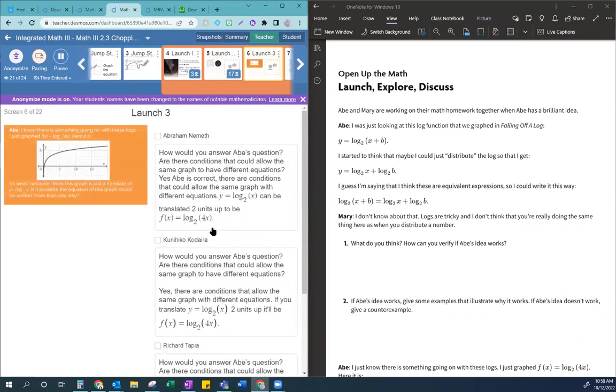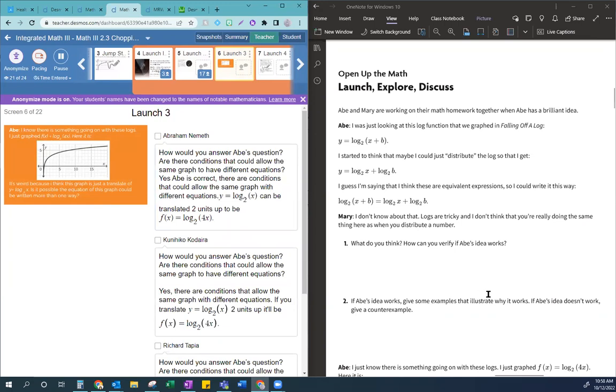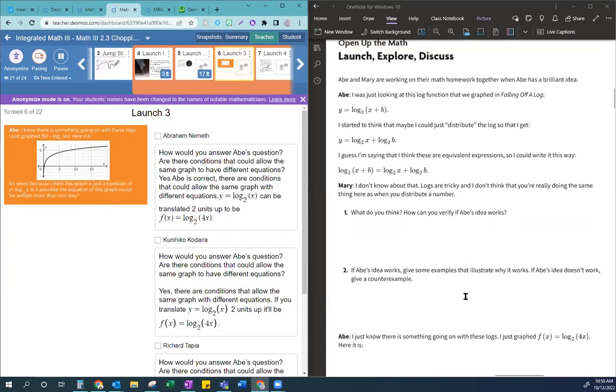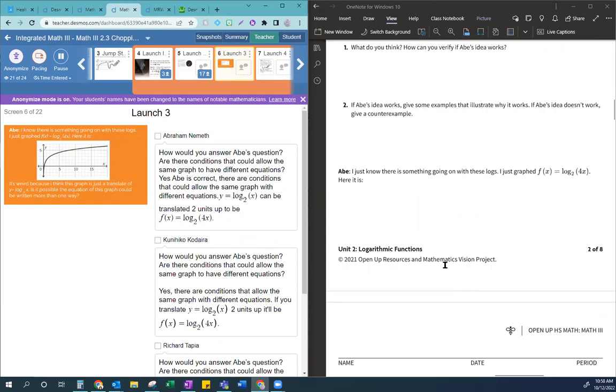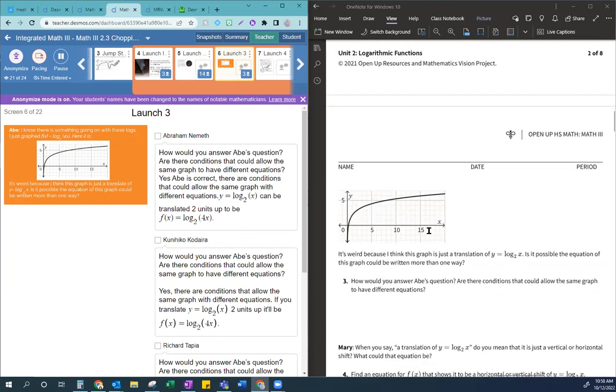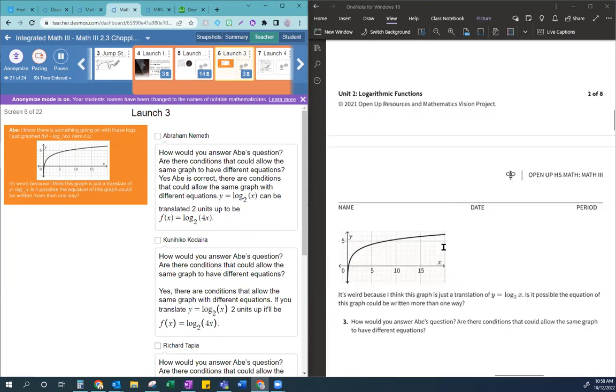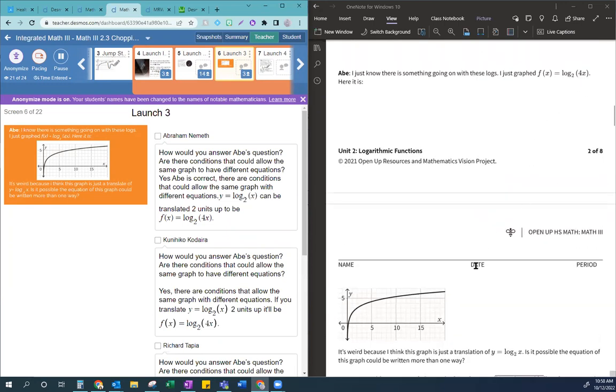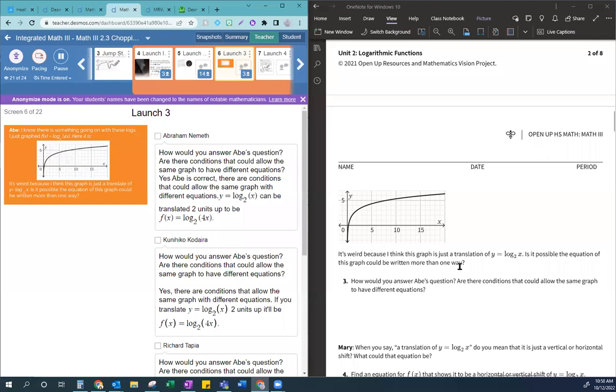So very good. This one says, let me read it over here because it's super tiny. I just know that there's something going on with these logs. I just graphed log base 2 of 4x, and here it is. Log base 2 of 4x, right? It's weird because I think that this graph is just a translation of log base 2 of x. Is it possible that the equation of this graph could be written in more than one way? And how would you answer his question?